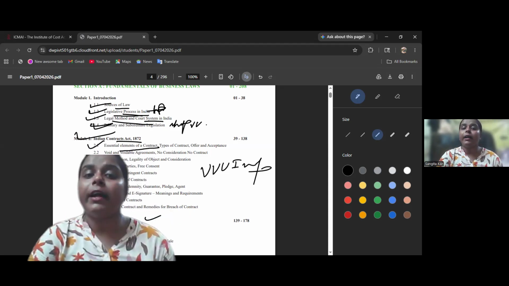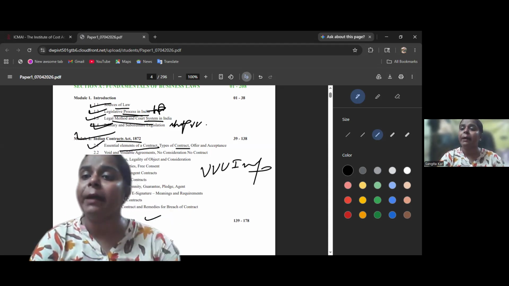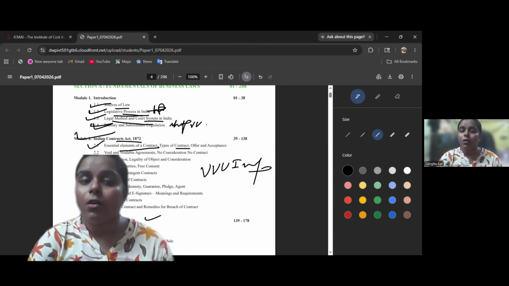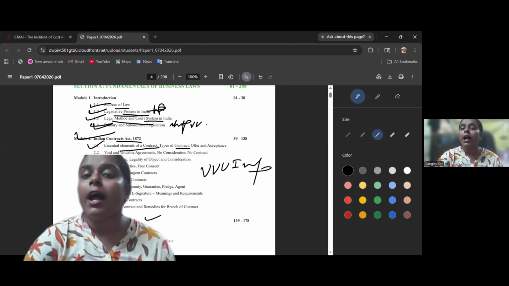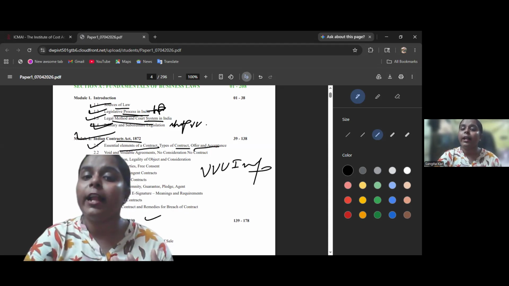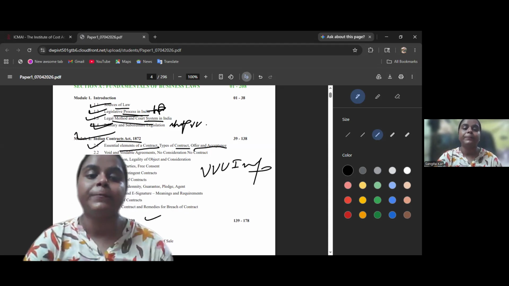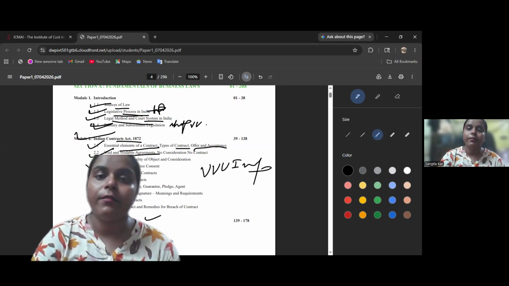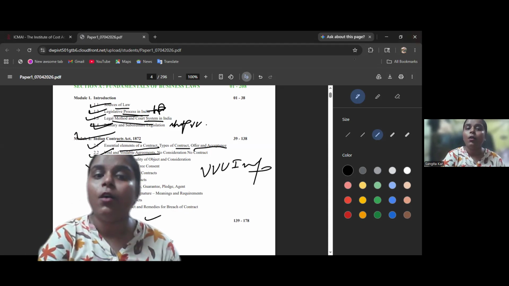which elements make a contract, the types of contract, how many types of contract there are, and offer and acceptance: what is offer, what is acceptance. We will learn this. Then void and voidable agreements: which agreements are void and which are voidable.